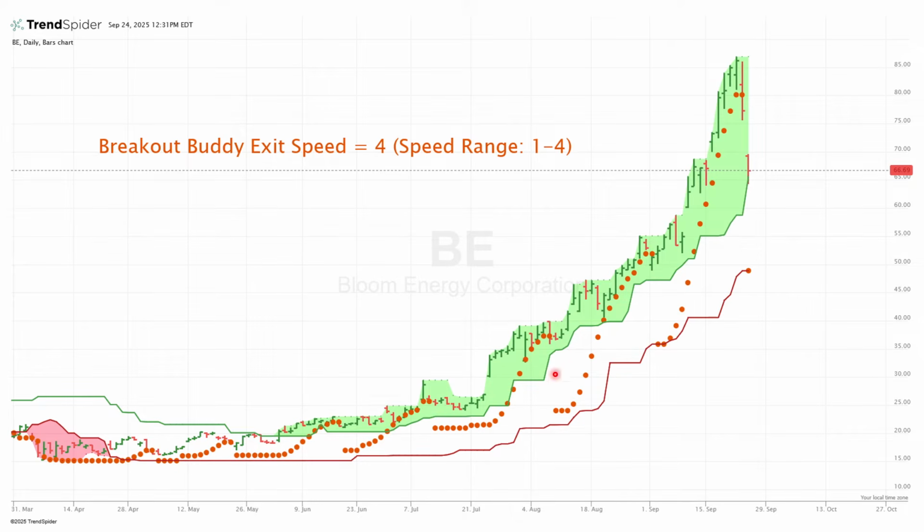So for example, you could have bought this breakout here, got stopped out, then bought the breakout again, and you'd have been stopped out over there. Taken this breakout, got stopped out over there.